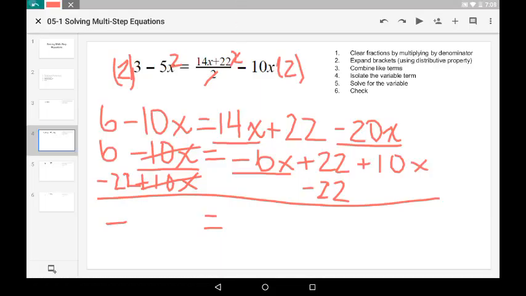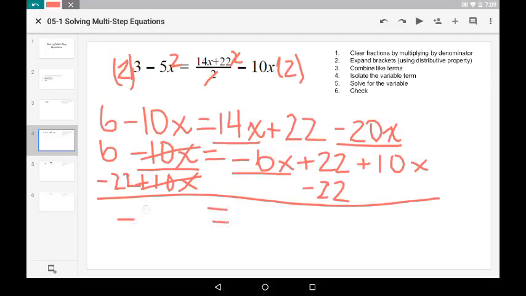Sorry about that. Alright, let's try this again. Okay, so what we're doing, 6 minus 22. Sorry, I'm having multiple issues here. Alright, let's try this again. Go back a step here.